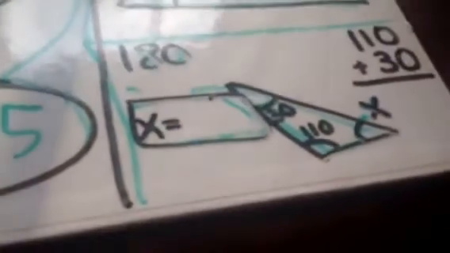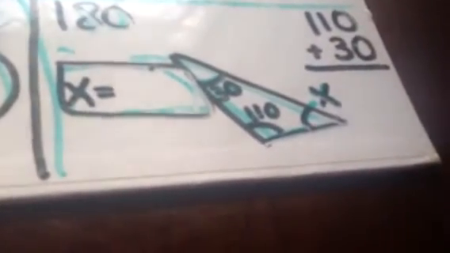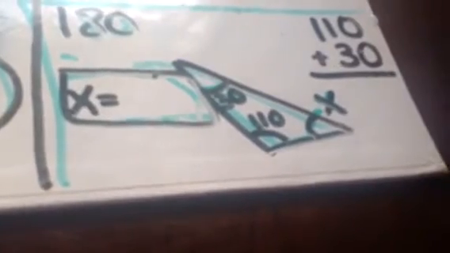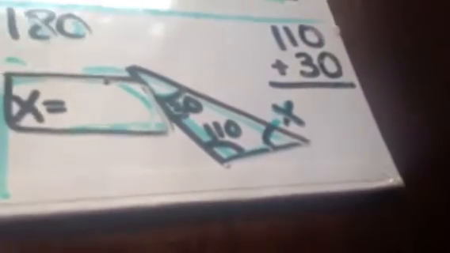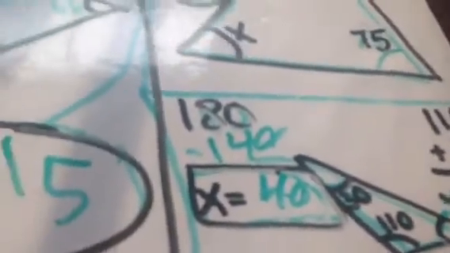Now, for this one, 110 degrees and 30 degrees and x degrees. You get 140. And then, turns out, x is a 40-degree angle. That was pretty easy. So now we are going to be going on to one of the most difficult ones out of these three.